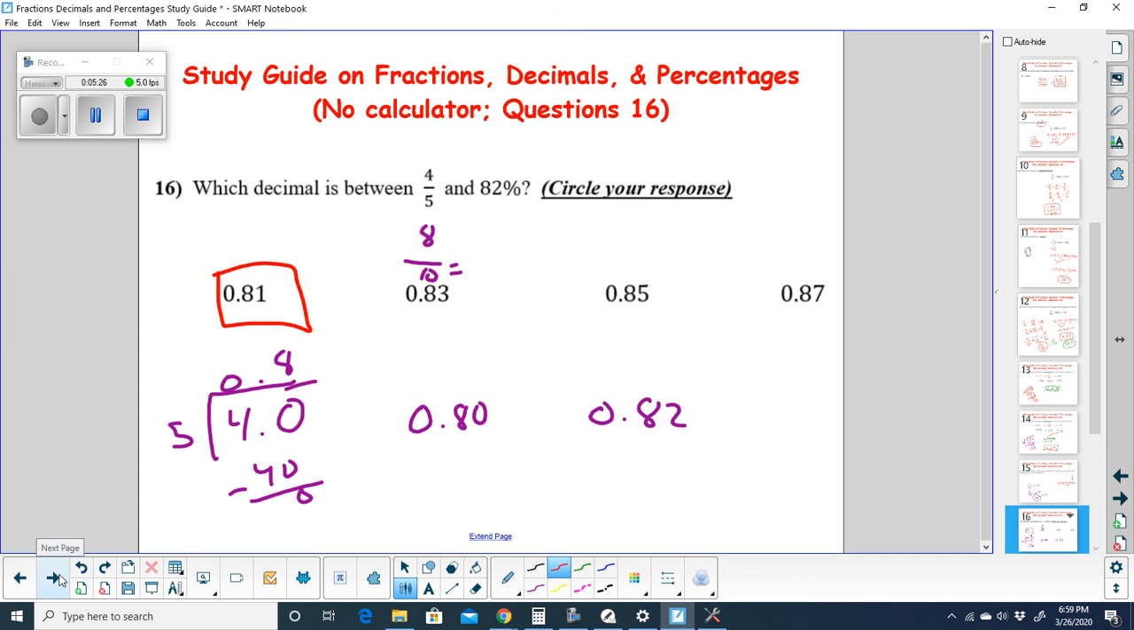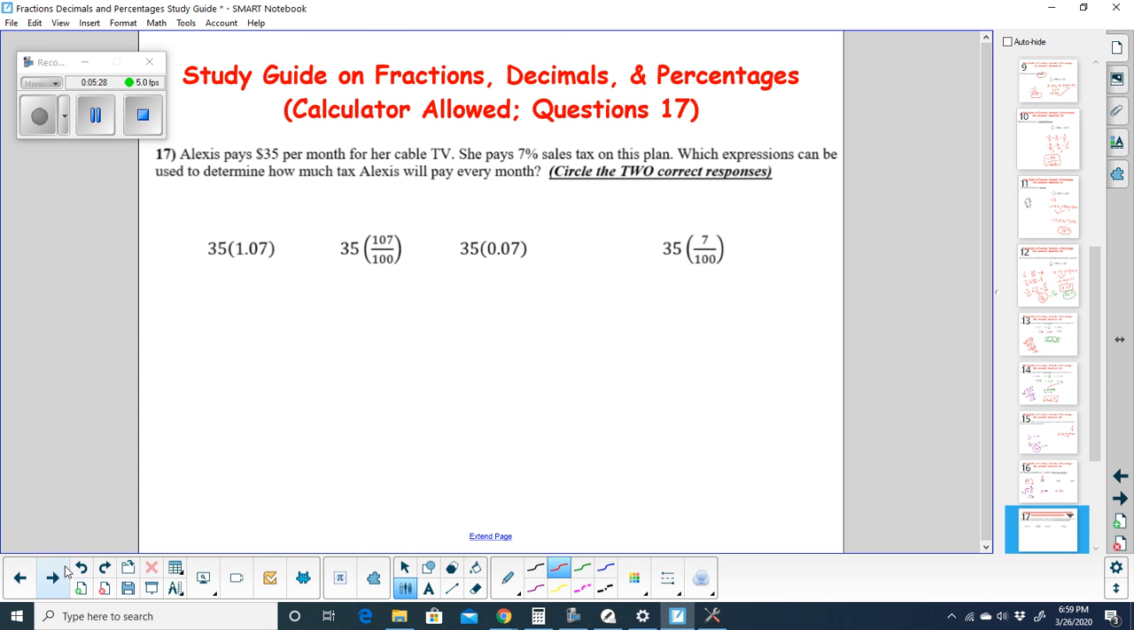All right, so this is the end of the non-calculator section. For this one, calculators are allowed.